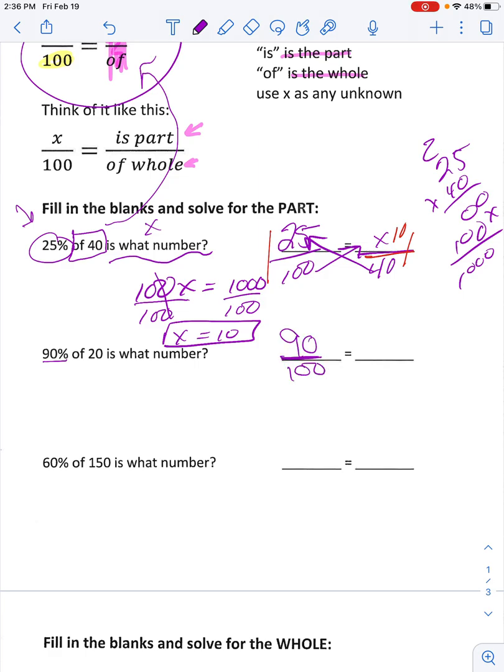90%, percentages go over 100. Of 20 is over of, so 20 goes on the bottom. Is what number? I don't know. So we're going to throw the x where the is goes. 100 times x is 100x. 90 times 20 would be 1,800. 100 times something gives me 1,800. So I'm going to divide both sides by 100 to get that x by itself.